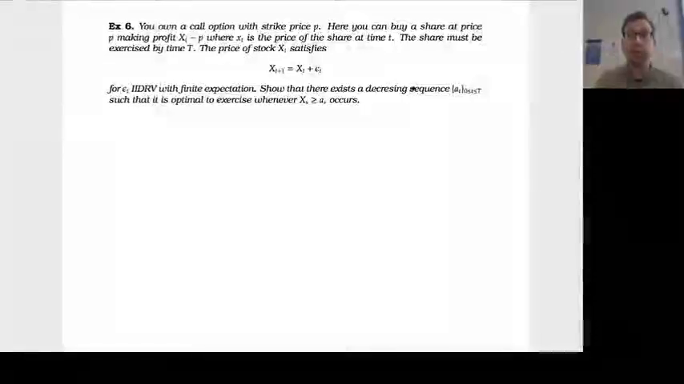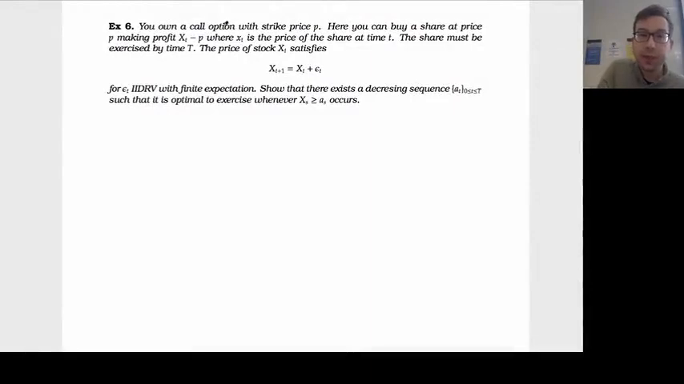To give the example of a call option. Okay, so we're going to consider a call option with strike price P. Okay, and just to remind you what that is, here you can buy a share at a price P. Okay, and you can make a profit X of T, and that should be a capital X. Apologies for my typos.